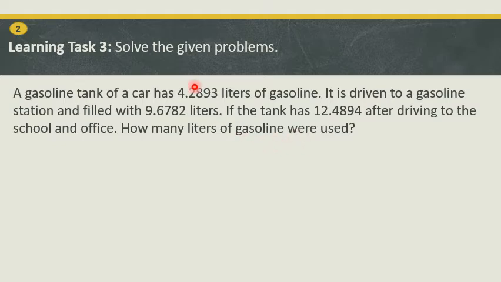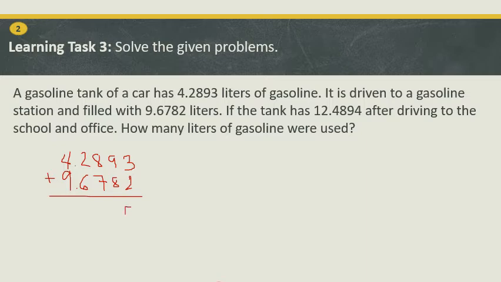So, ibig sabihin, alamin muna natin kung ilan lahat yung gasoline niya nung una. Di ba nung una 4 siya, then nagdagdag siya ng 9. So, ilan lahat muna yon. And then, isubtract natin siya sa 12 para malaman natin kung ilan yung nabawas. So, add muna natin yung dalawang gas. So, ito ay 4.2893 plus 9.6782.